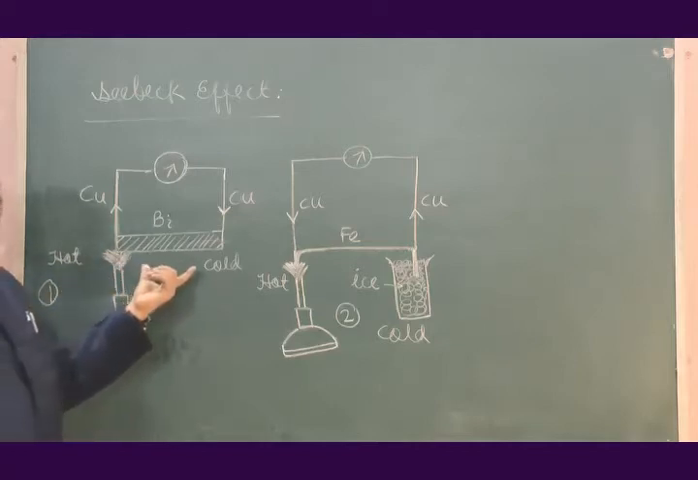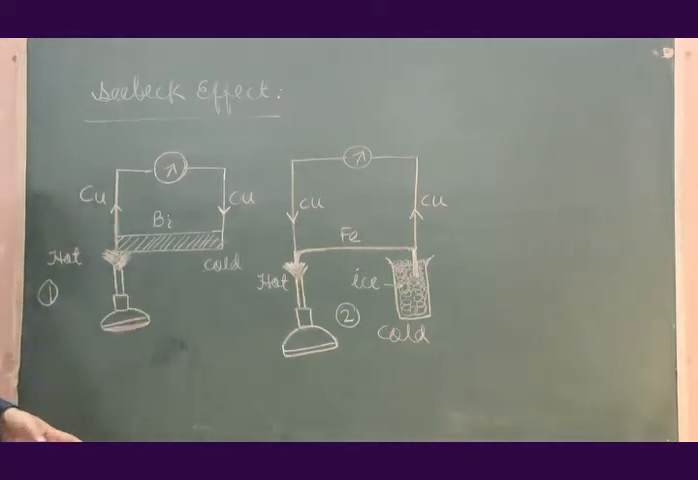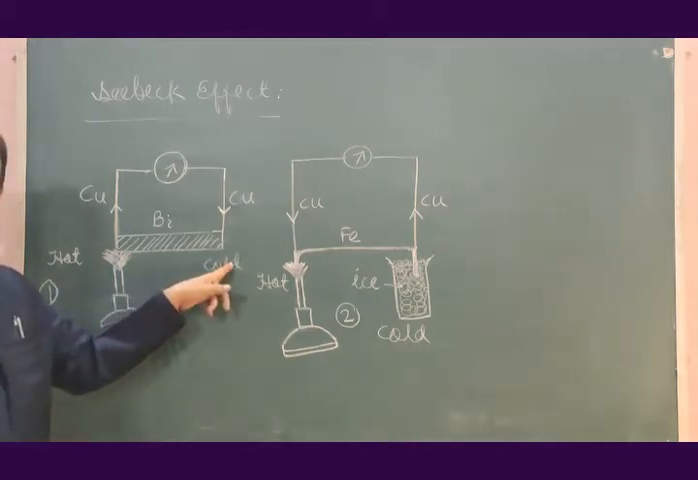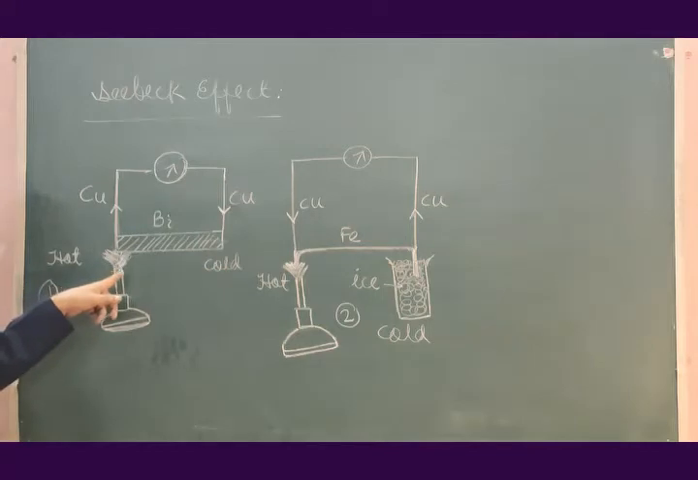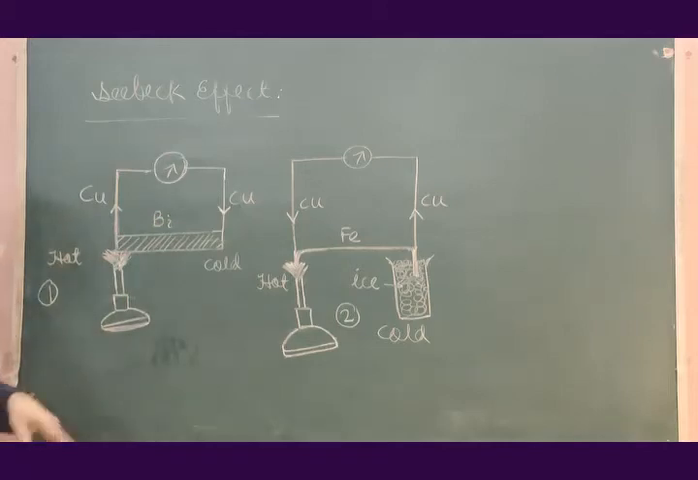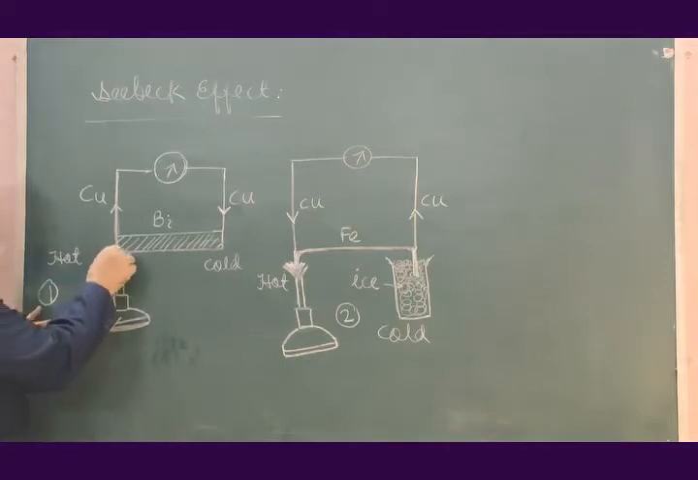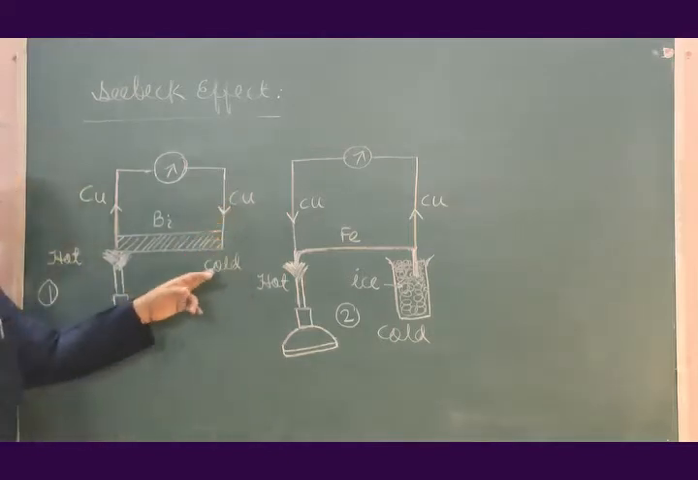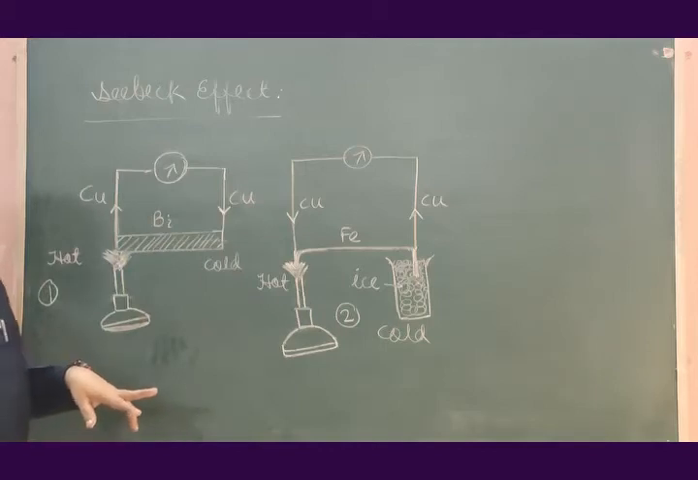When he held these two junctions at two different temperatures, one junction cold, the other junction hot, he found that the galvanometer shows the current. How is the current flowing? The current is flowing from bismuth to copper at the hot end, and the current is flowing from copper to bismuth at the cold end.